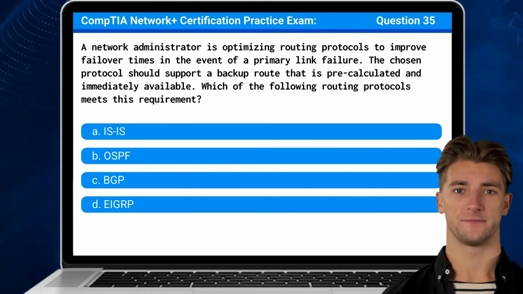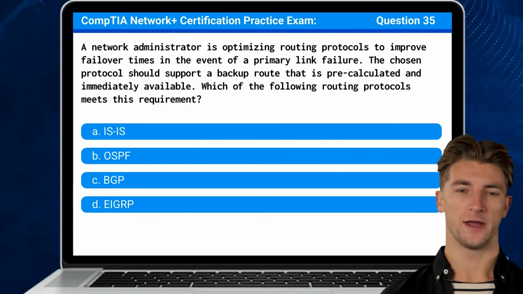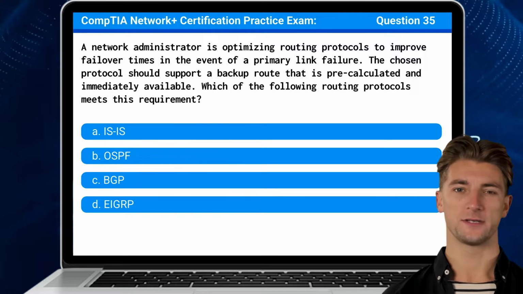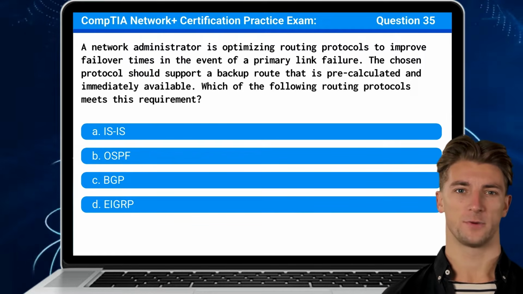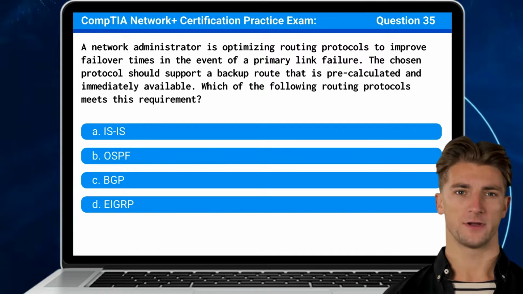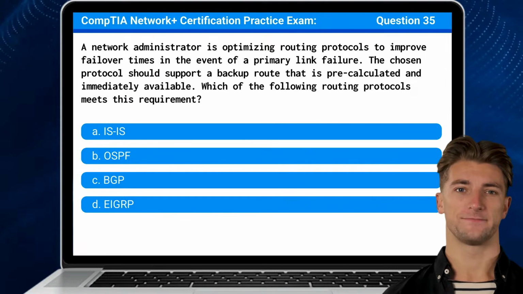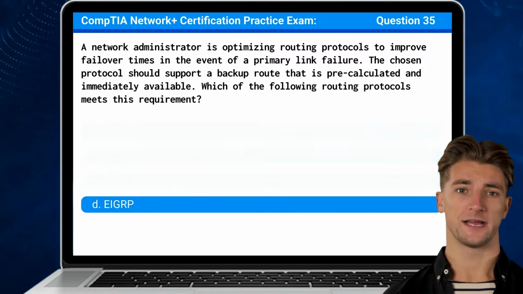Question 35. A network administrator is optimizing routing protocols to improve failover times in the event of a primary link failure. The chosen protocol should support a backup route that is pre-calculated and immediately available. Which of the following routing protocols meets this requirement? The answer is D. EIGRP.